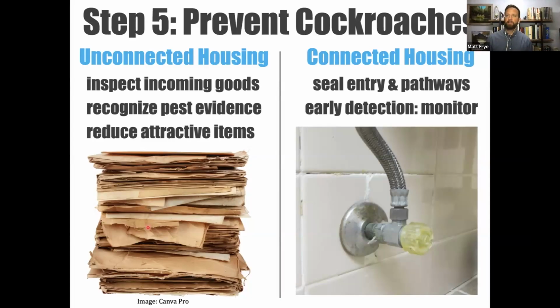In connected housing, we want to seal entry points and pathways. So a quick and easy thing to do is put an escutcheon plate around all those pipe and utility chases, and then use some kind of monitoring to see if there's an introduction into our living spaces from connected units.